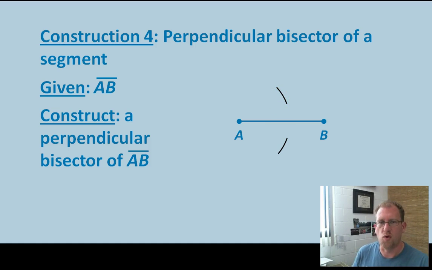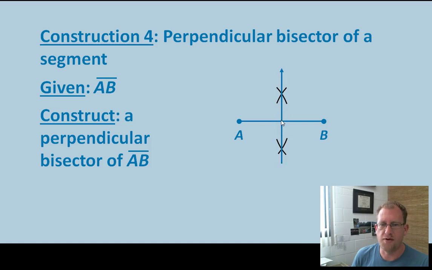I start with my compass and I make some hash marks above and below the line with the end point of the compass here. Then I take the same exact distance and put the end of my compass over here and make 2 more hash marks. Now I have found the intersection of 2 arcs above and below the line, which will line up right across the middle of this segment.